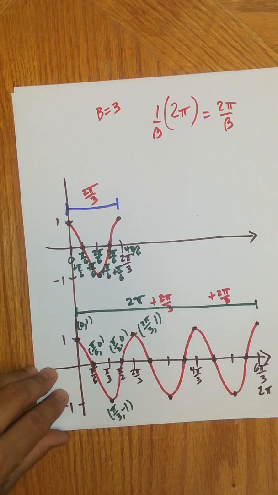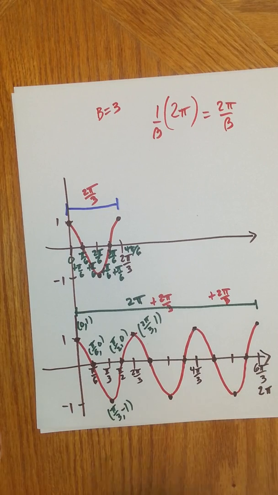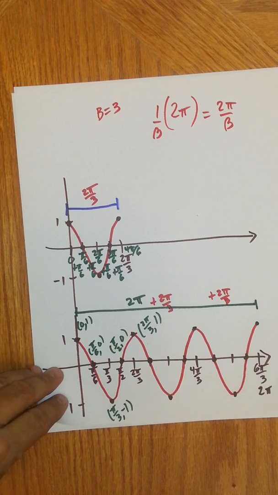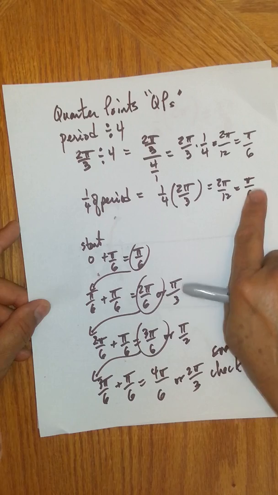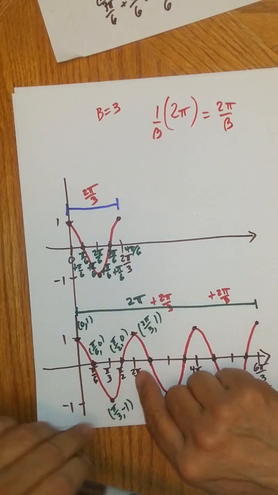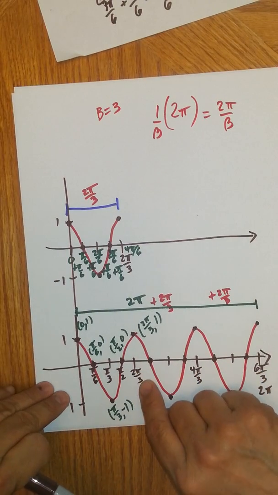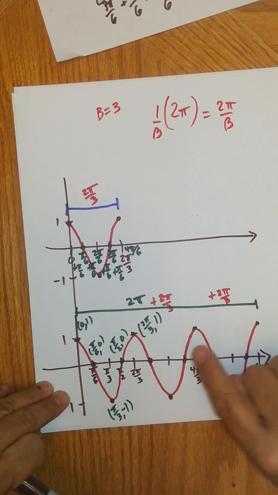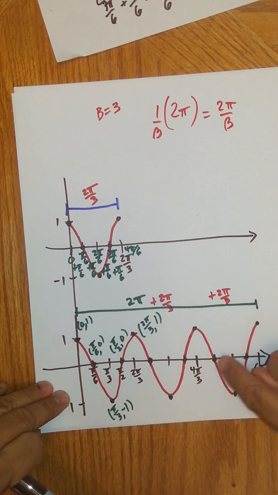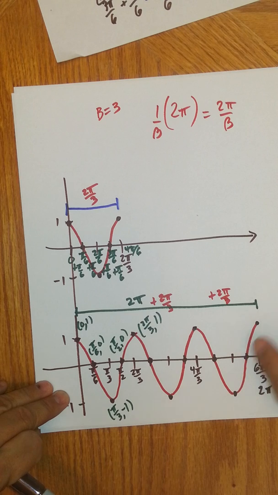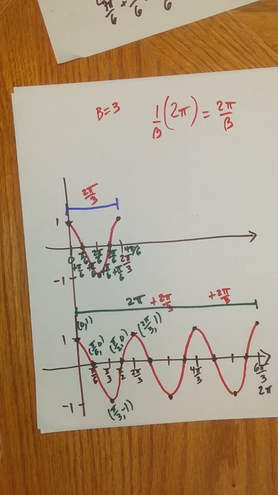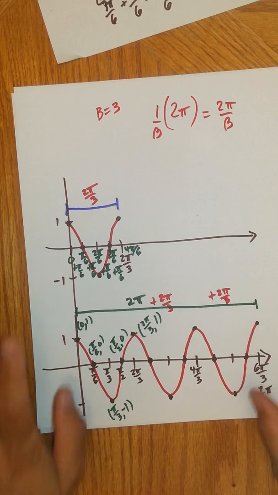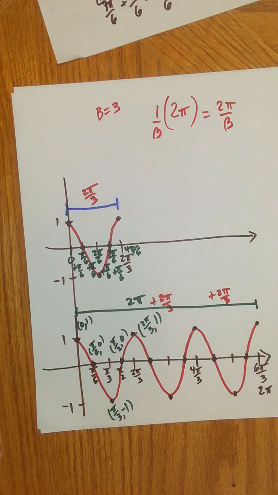All right, and then if you wanted to continue adding values here, remember we found that a quarter of the period was pi over 6. So you could just keep adding pi over 6. This was 4 pi over 6. This would be 5 pi over 6, 6 pi over 6, 7 pi over 6, 8 pi over 6, 9 pi over 6, 10 pi over 6, 11 pi over 6, 12 pi over 6, which does indeed correspond to 2 pi. So this would be relatively easy to fill out. And you can just keep going on and on in either direction.